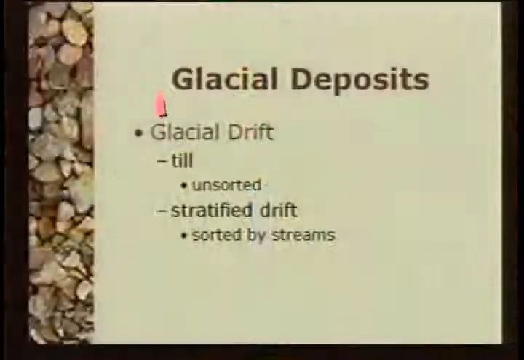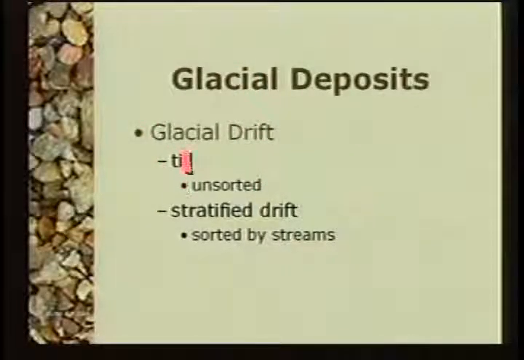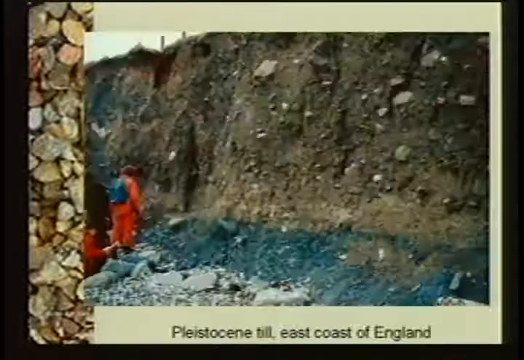Let's look at this slide. We can see that till is unsorted, but if the meltwater from the melting ice sorted this stuff, we refer to it as stratified drift. It's glacial material, but it's sorted by streams or running water from that melted glacial ice. Altogether, till, unsorted, and stratified drift comprise glacial drift, any deposit made by a glacier.